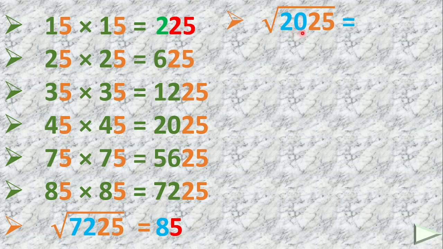Similarly, 2025, as 4 5s are 20. So write down smaller number, it's 4. Then in place of 25, write down 5. So your answer is 45. This method of finding square root will be applicable for the numbers whose starting digits are the product of two consecutive numbers followed by 25.